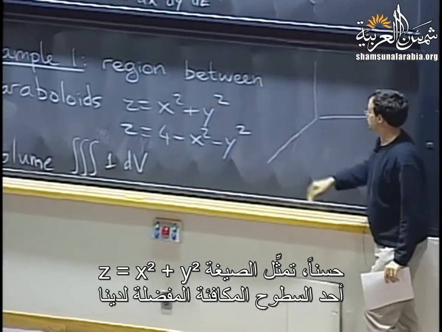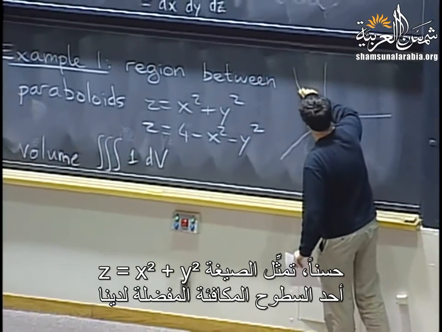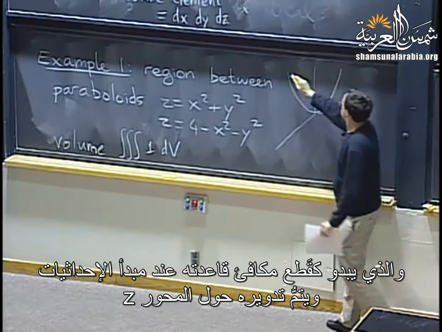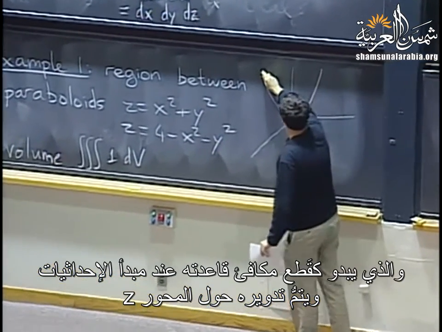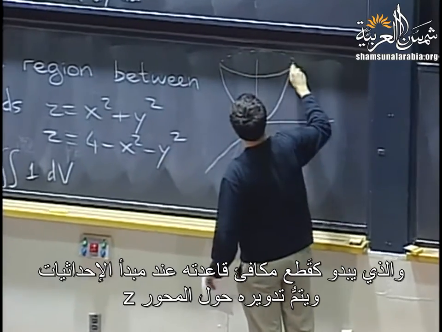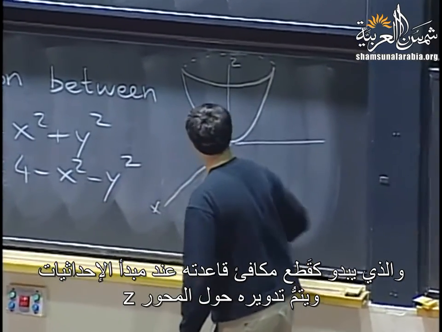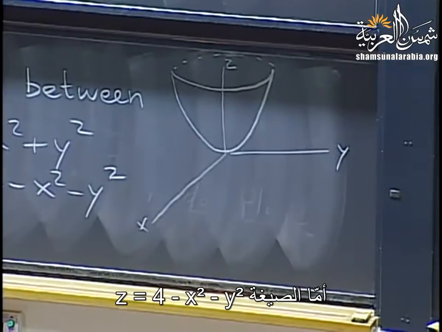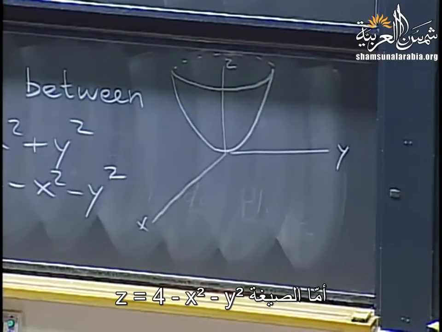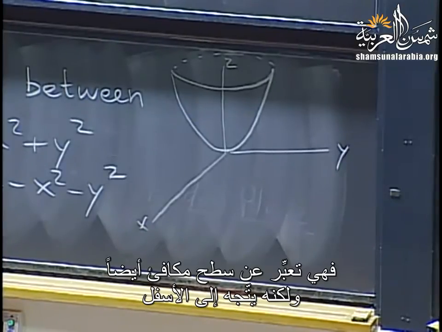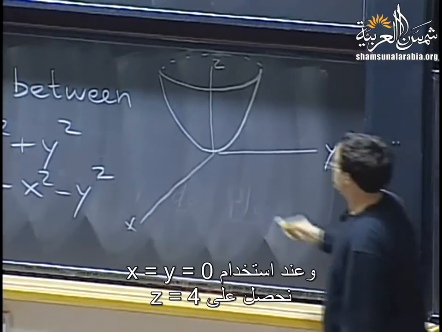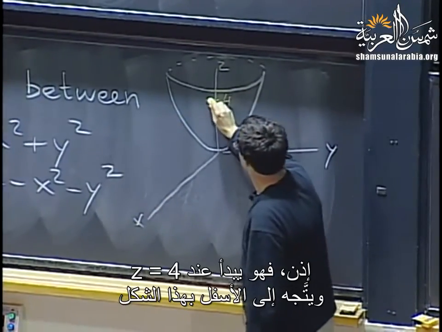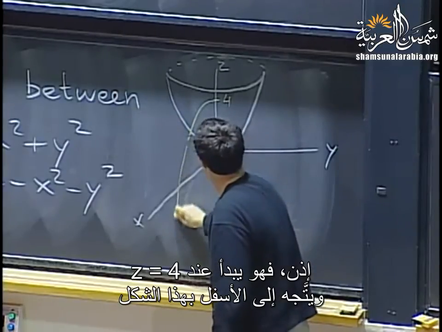Well, z equals x squared plus y squared. That's one of our favorite paraboloids. That's something that looks like a parabola with its bottom at the origin that you spin about the z-axis. And z equals 4 minus x squared minus y squared. Well, that's also a paraboloid, but this one is pointing down. And when you take x equals y equals 0, you get z equals 4. So it starts at 4, and it goes down like that.